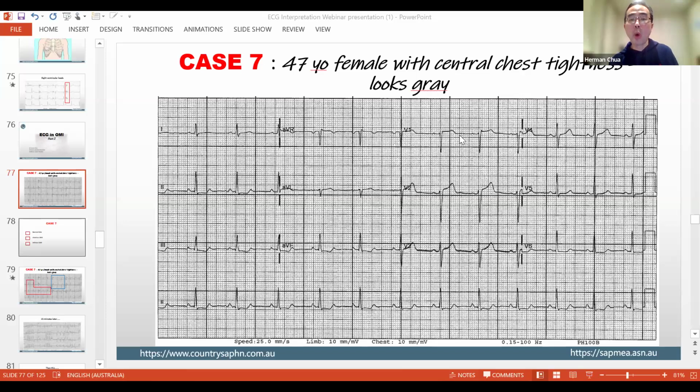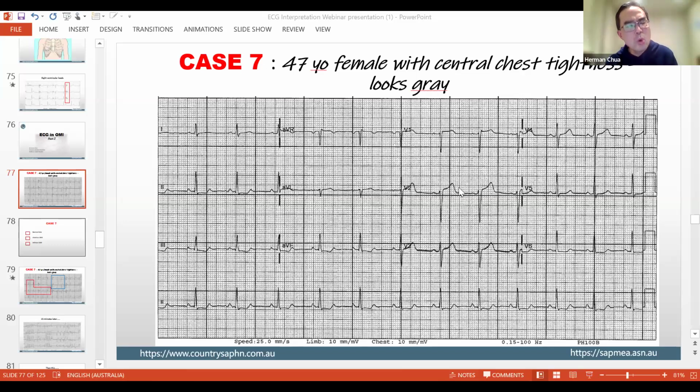Because you actually see that ST elevation in V1 and V2, and a little bit in V3 as well. But then you begin to think to yourself, hang on, is this elevation a normal variant? Remember what I said about normal people having some degree of ST elevation in those leads. So is this normal?